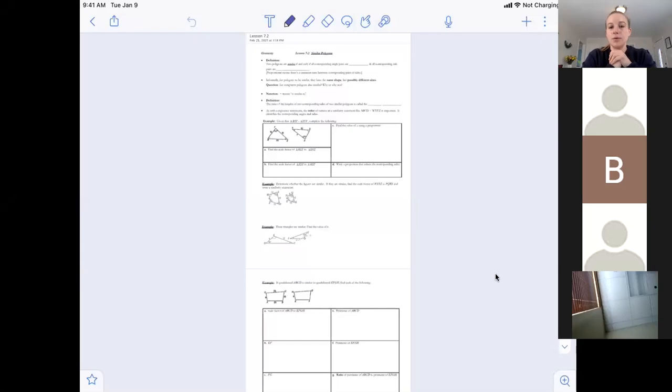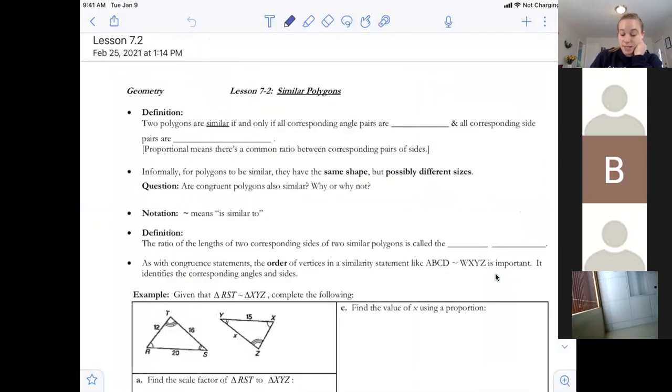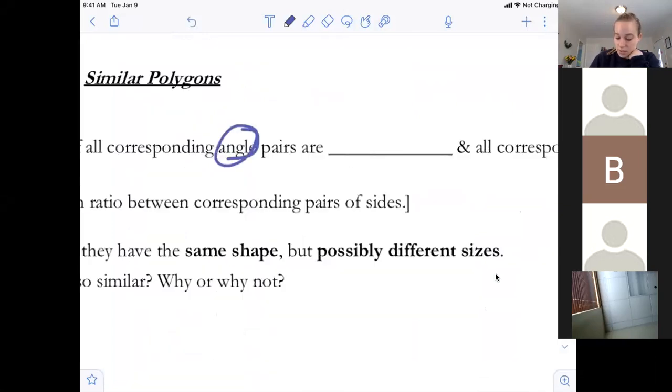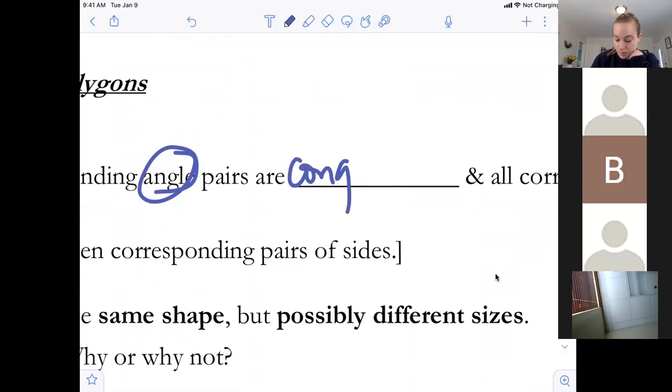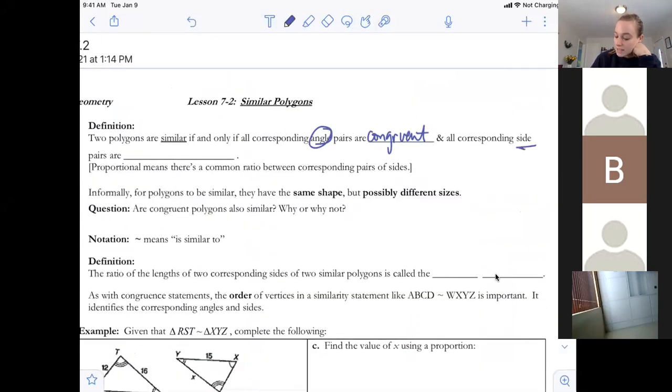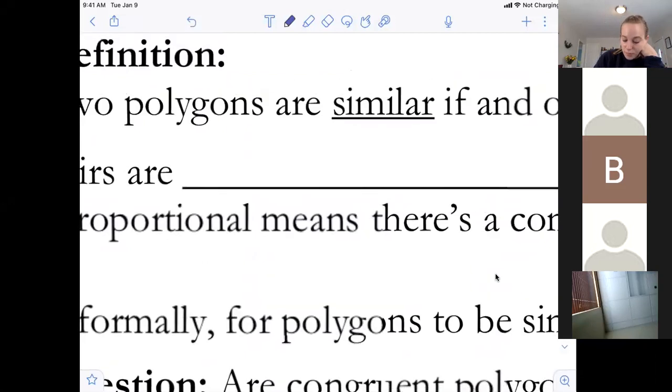Okay, so today we are doing lesson 7.2. This is similar polygons. So in order to start this lesson, we need to know, what does similar mean? So the definition: two polygons are similar if and only if all corresponding angle pairs are congruent, so if all their angles are congruent and all corresponding sides are proportional.